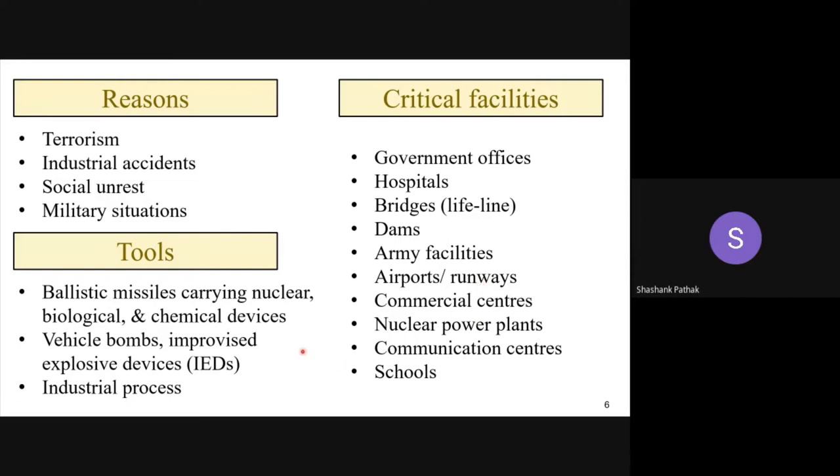Similarly, commercial centers, nuclear power plants, that can also lead to secondary disasters. Communication centers: suppose communication centers are devastated, there will be no channel of communication between the public. That can also create havoc. Schools: there are cases of school shootings in the US. Sometimes some psychopath killers target schools. So nobody knows. Our kids should be safeguarded.